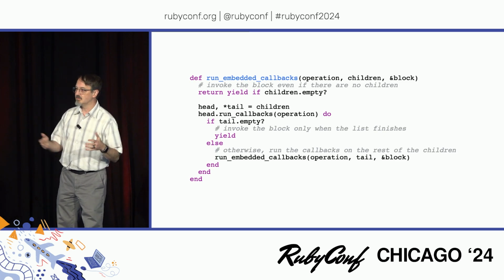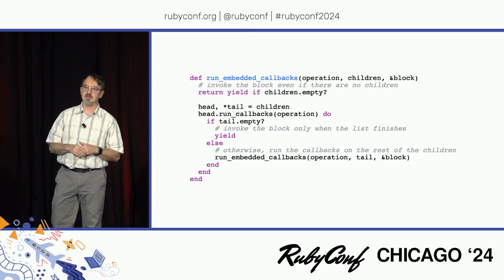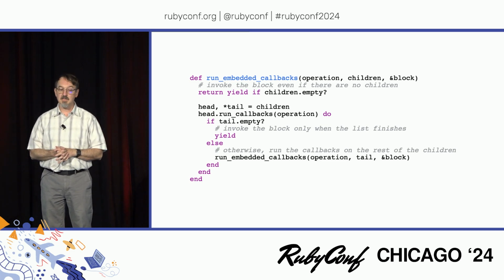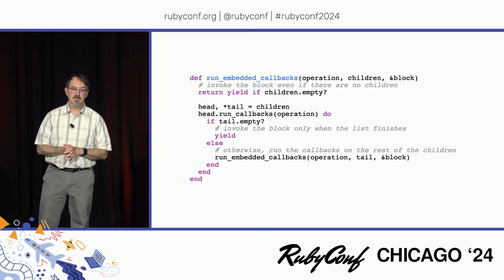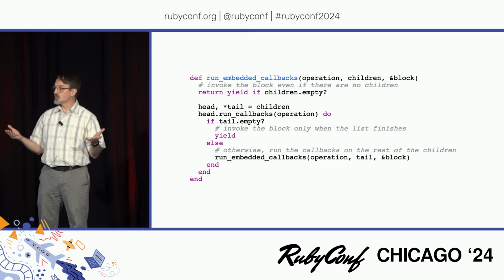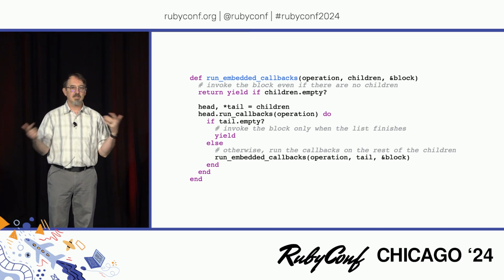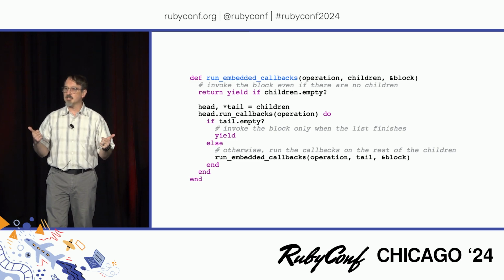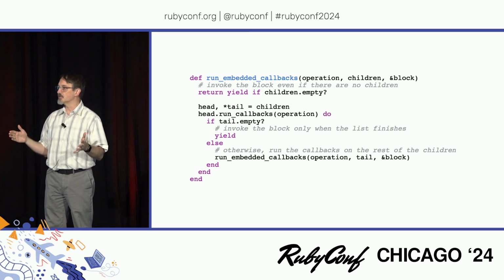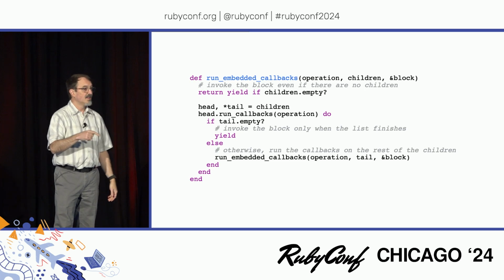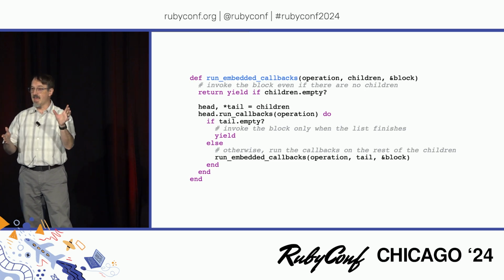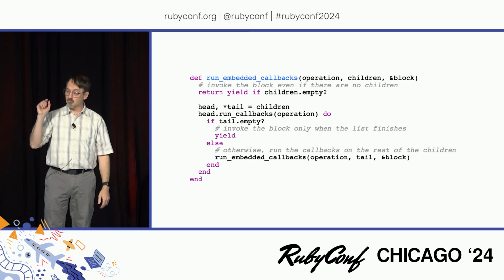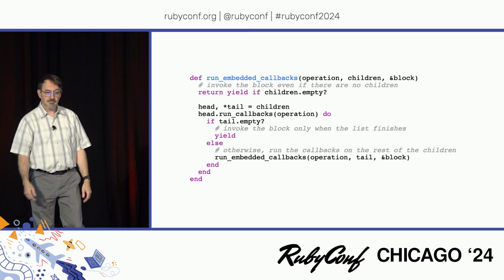Anyone that's done much with Lisp or any of those functional languages will be familiar with this idiom for iterating over a list. If the list is empty, if there's no children, he just immediately yields and returns. That ensures that the meat of the operation is accomplished regardless of how many children there are. Then he splits the list. He takes the head, which is the first element of the list, and the tail, which is the rest. And he runs the callbacks on the head.